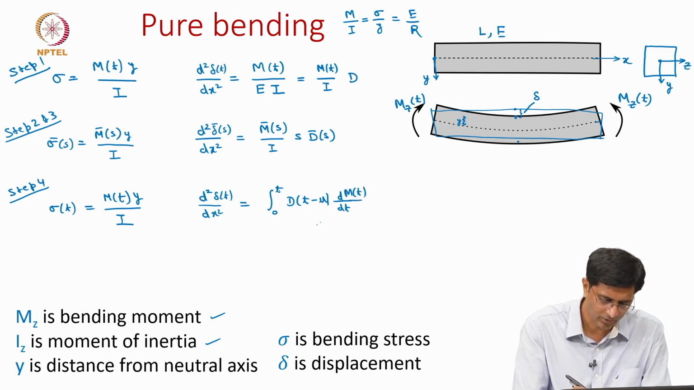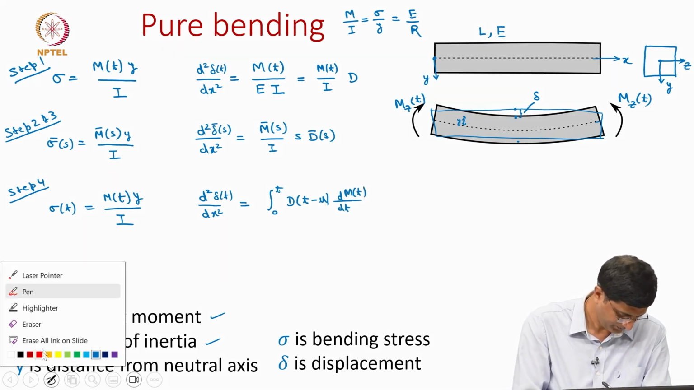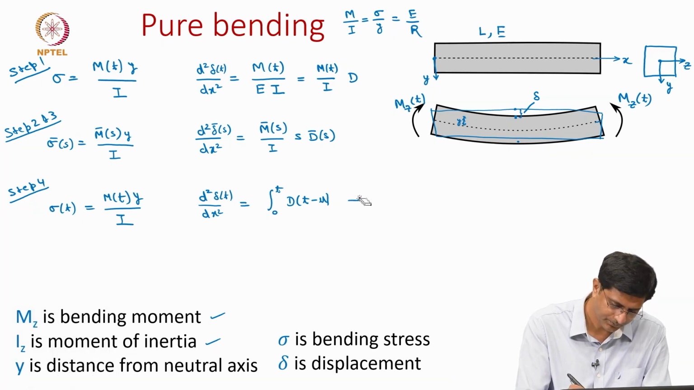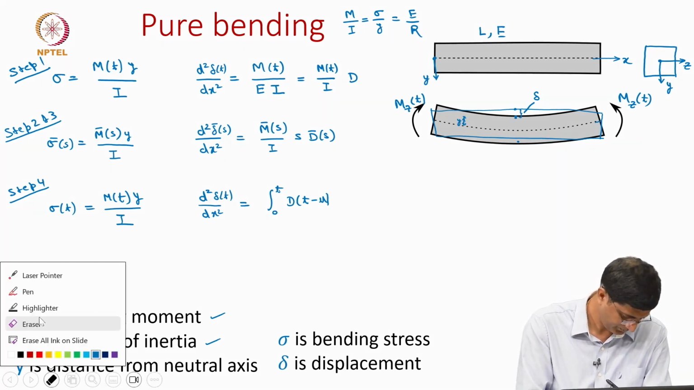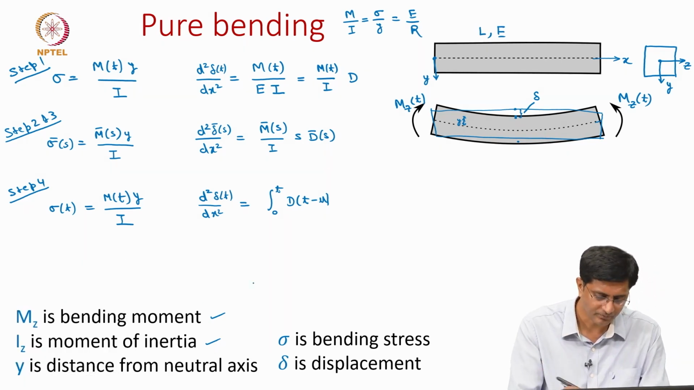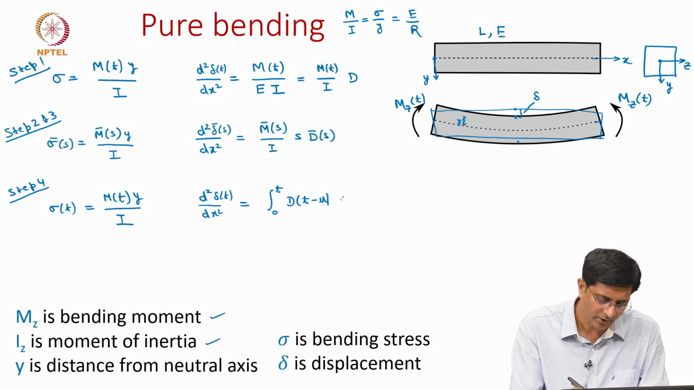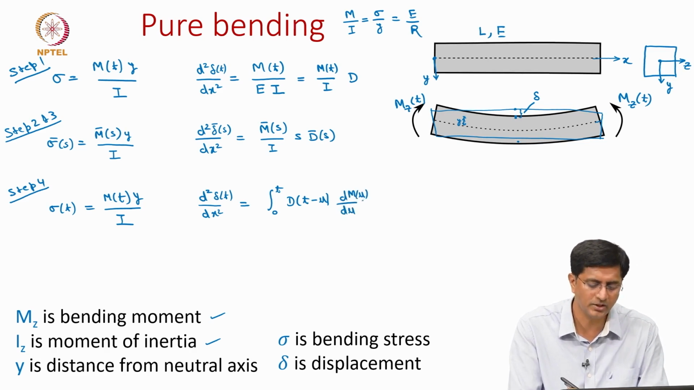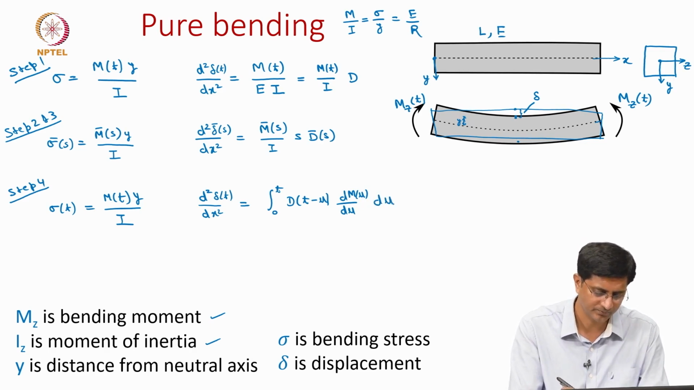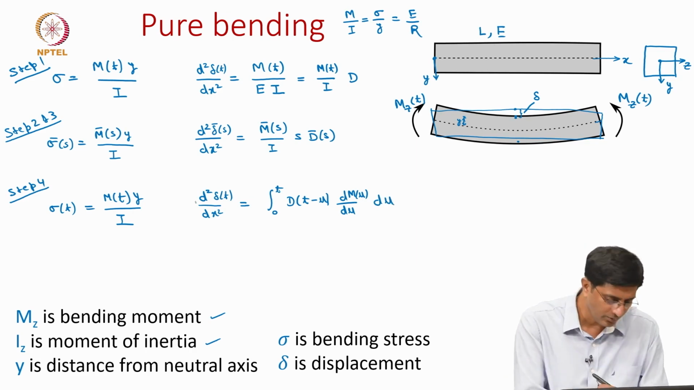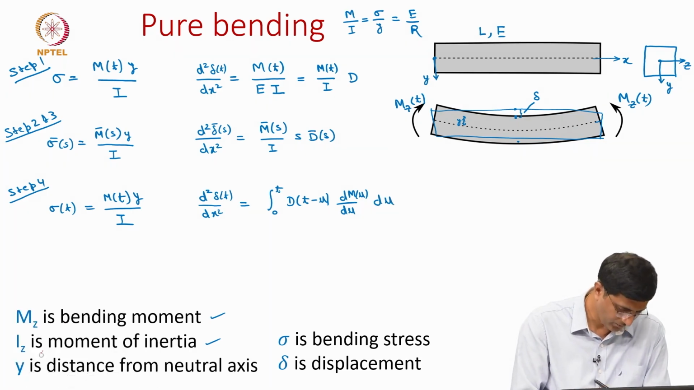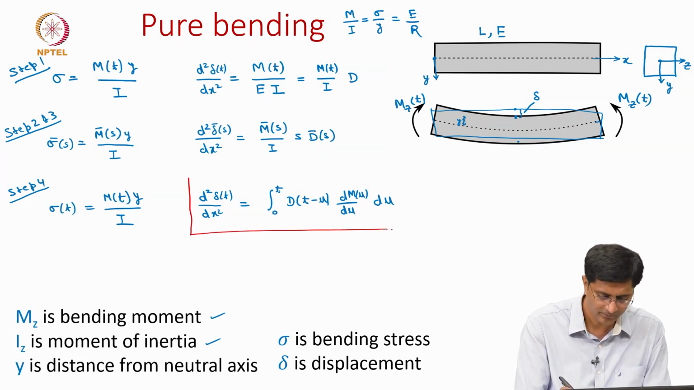times d by du of M of u. Now, the moment is written in terms of the temporary time variable u, and this is multiplied with du. Okay. So, this will be the final solution for finding the deflection in the time domain.